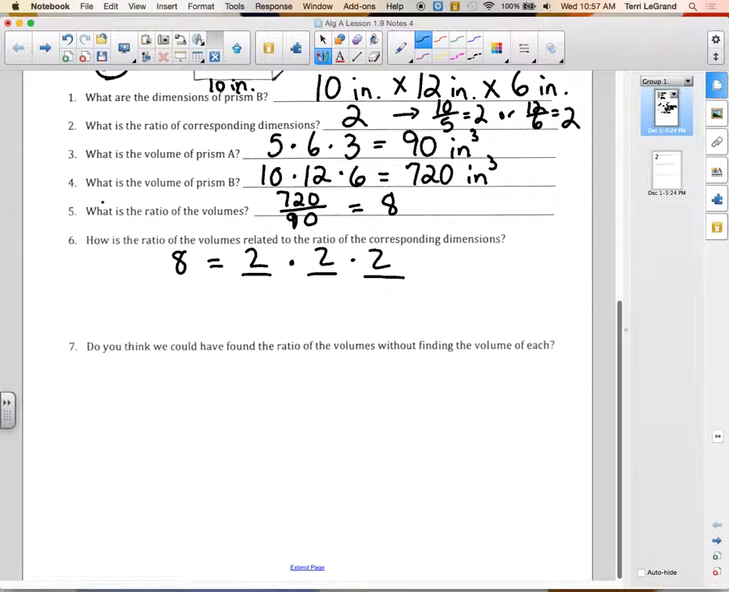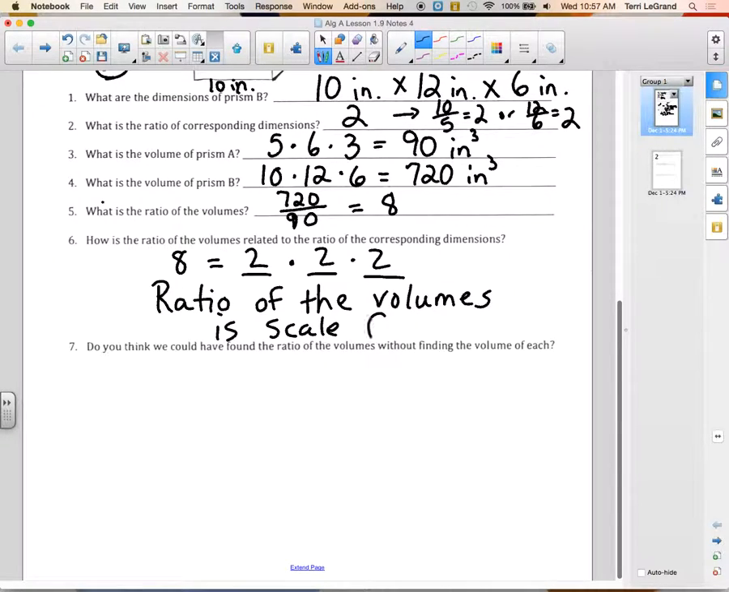So what are we going to say? The ratio of the volumes is the scale factor cubed. Take the scale factor times itself 3 times. The ratio of the volumes is the scale factor, I got to get the word "the" on there. Sorry, I missed it. The ratio of the volumes is the scale factor cubed.